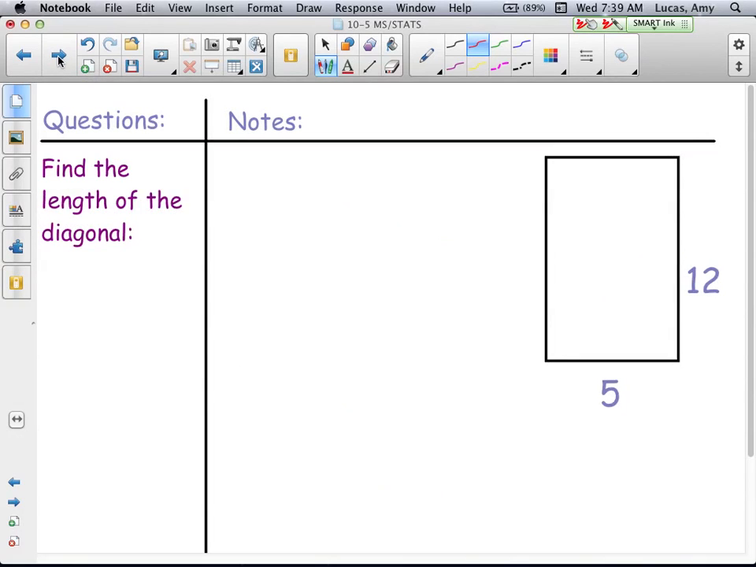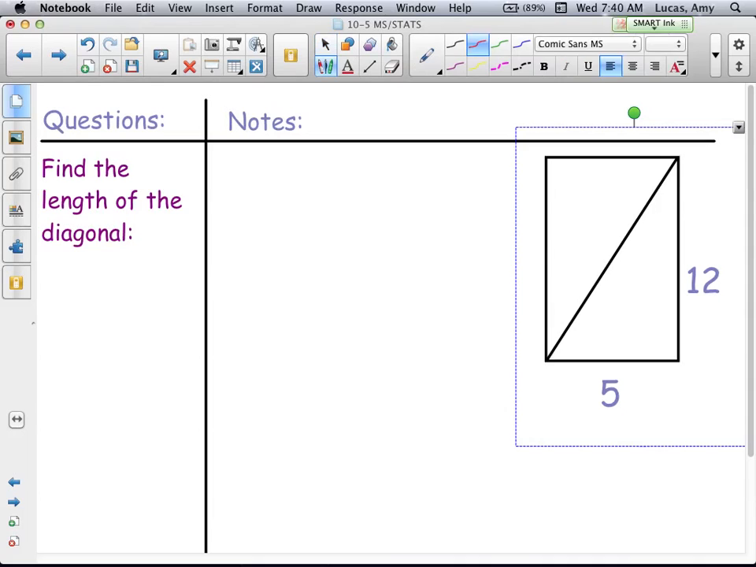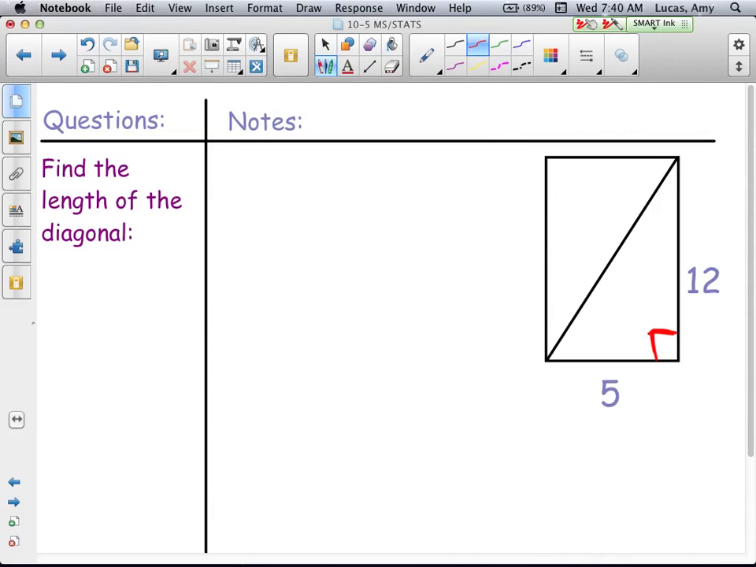Okay, next. This next problem says find the length of the diagonal. A diagonal means that you're taking one vertex and connecting it to another one that is across the figure. So my diagonal, I just drew, splits the rectangle into two right triangles. So I've got a right triangle right here, and the length of this diagonal would be C, my hypotenuse, because it is the longest side of the triangle. It's opposite the right angle. So A and B are my other two numbers.